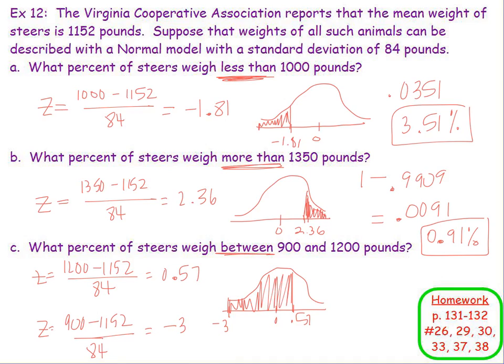When you looked up 0.57, you should have gotten 0.7157. When you looked up -3, you should have gotten 0.0013. Subtract those, you should have gotten 0.7144 or 71.44%. And that's the end of this lesson, and we will see you in class.